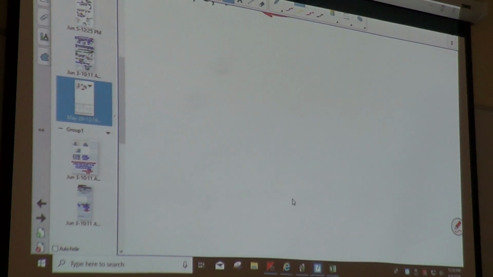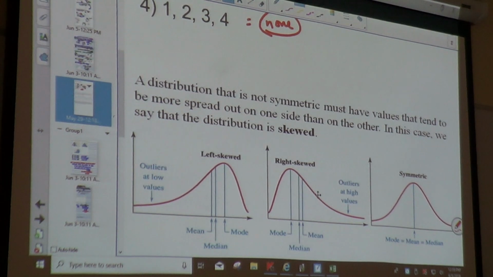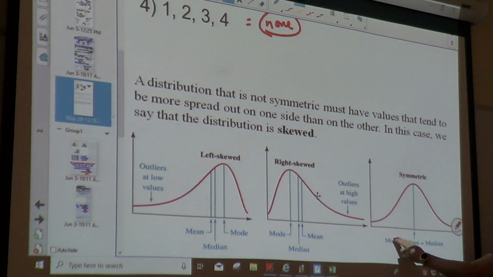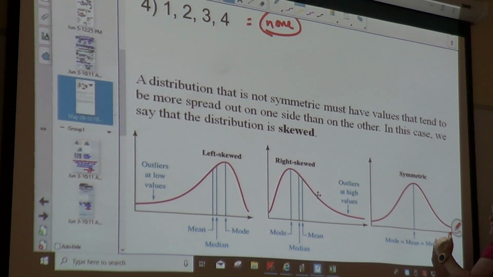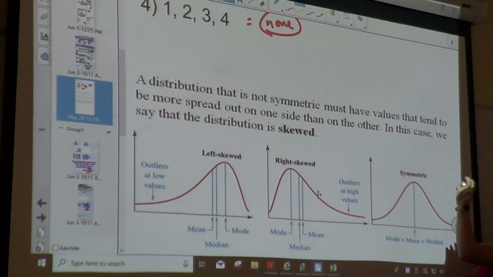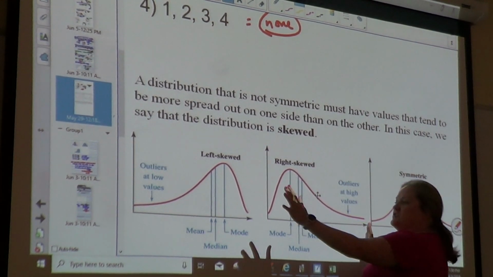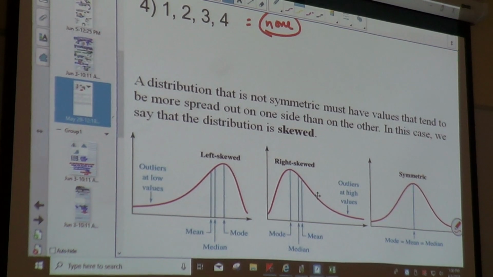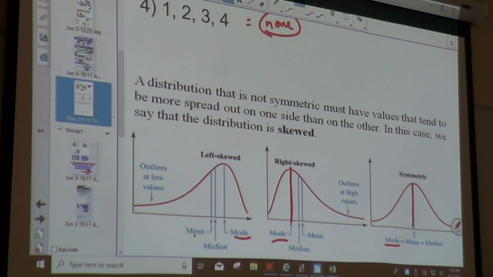All right, let's see what I got down here. This picture is showing you if it is symmetric, the mean, the median, and the mode are the same. So the average of the class, the median of the class, and the mode of the class are all in the hump if it's symmetric. Okay? Now, if it's right skewed or left skewed, your mode is always going to be in the hump.